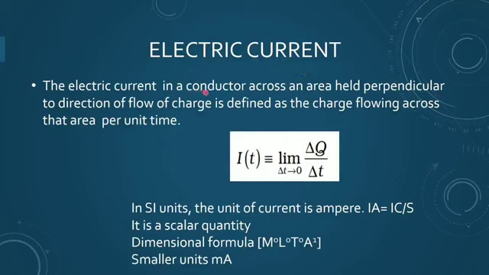And if I want to define electric current in a conductor, across an area which is held perpendicular to the flow of the charges, it is defined as the charge flowing across that area per unit time. So it is charge flowing per unit time. If in a small time interval delta t, the charge flowing is delta q, then current can be written as limit delta t tends to 0 delta q upon delta t. Or simply you can write I equals q upon t, charge flowing per unit time.